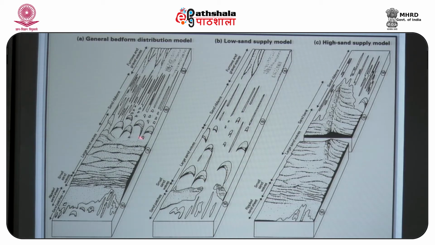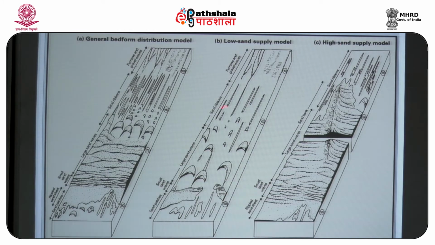As the tidal intensity also increases in this direction, tidal intensity increases landward after it first touches the surface. Now, this is the model. These two diagrams are showing the importance of the sand supply. This is a low sand supply model and this is a high sand supply model.